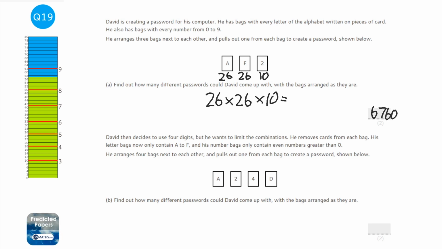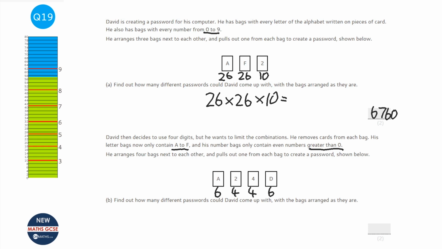This next one is, so he wants to use 4 digits but limit the combinations. So we just got to read the question. His letter bags now contain the letters A to F, so that's A, B, C, D, E, F, which is 6. So these both will contain 6. And only contain even numbers greater than 0. Now, these are the same bags as before, so we only had the numbers from 0 to 9 before. So the even numbers that are greater than 0, it's 2, 4, 6, 8. So there's 4 numbers those can be.